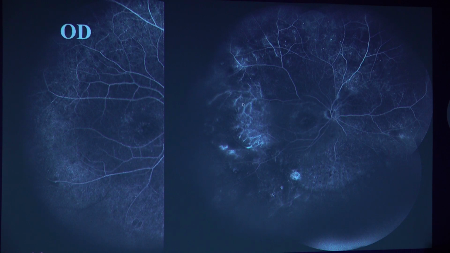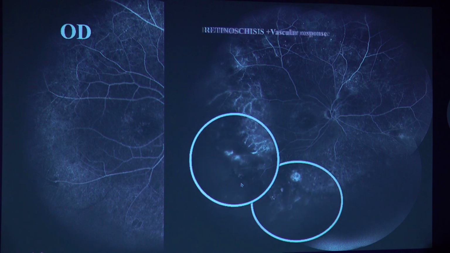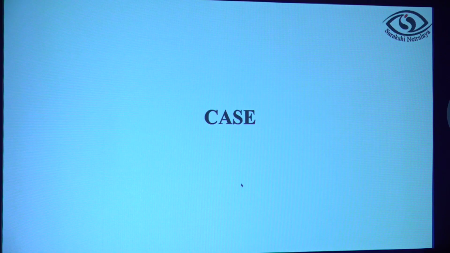Some superimposed edema was because of this particular pathology, which we targeted with laser, which we did in this area, plus an anti-VEGF was given, and the patient responded beautifully. There was a stabilization at least for a pretty long period of time.